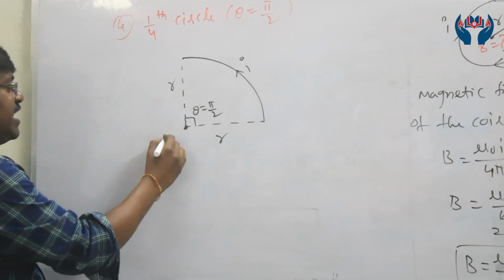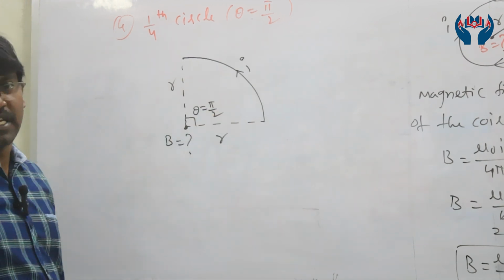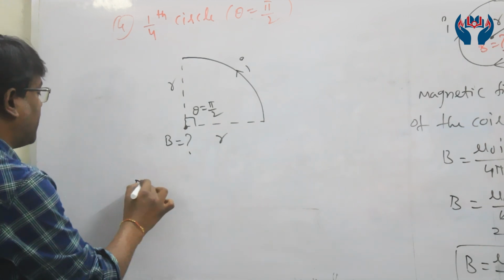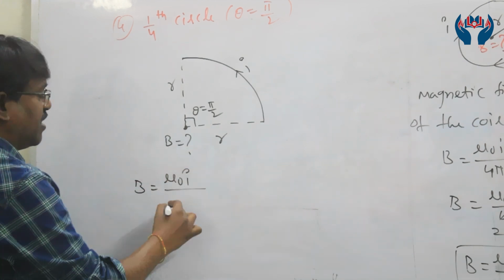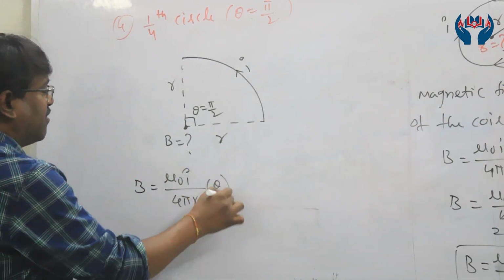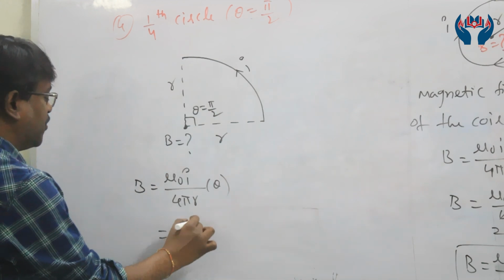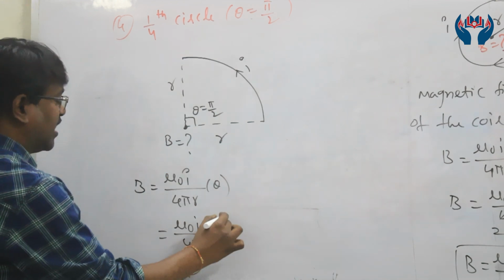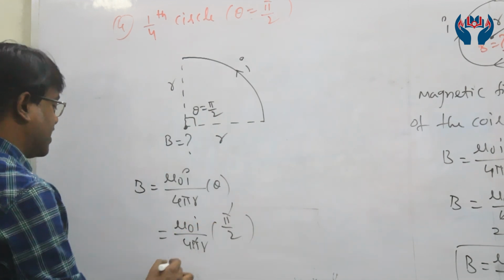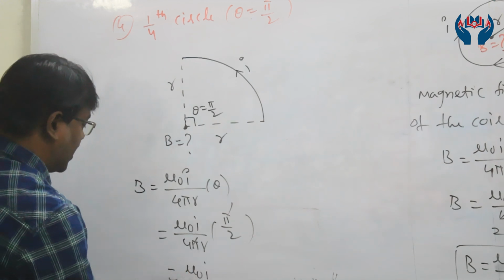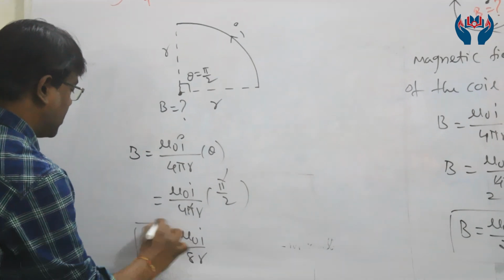What is the induced magnetic field at the center of this 1 by 4 circle? Okay, magnetic field formula. What is the magnetic field? Mu naught I by 4 pi r into theta. What is the theta value here? Pi by 2. Mu naught I by 4 pi r into theta value pi by 2. Pi cancels here. So mu naught I by 8 r. We will remember this formula.